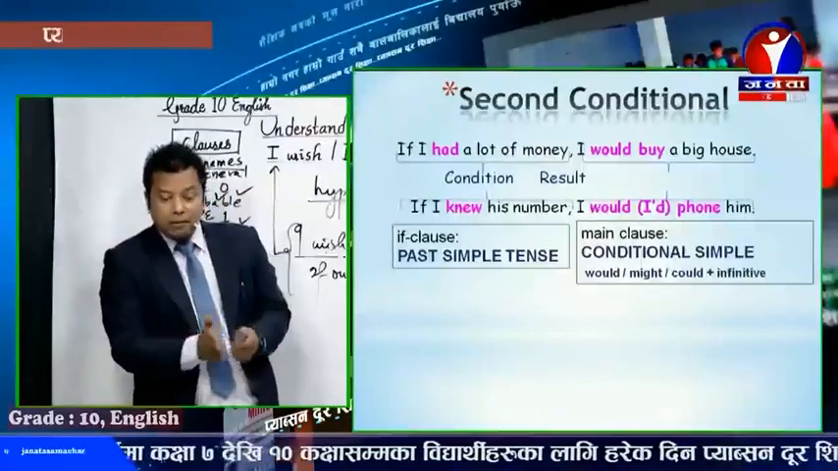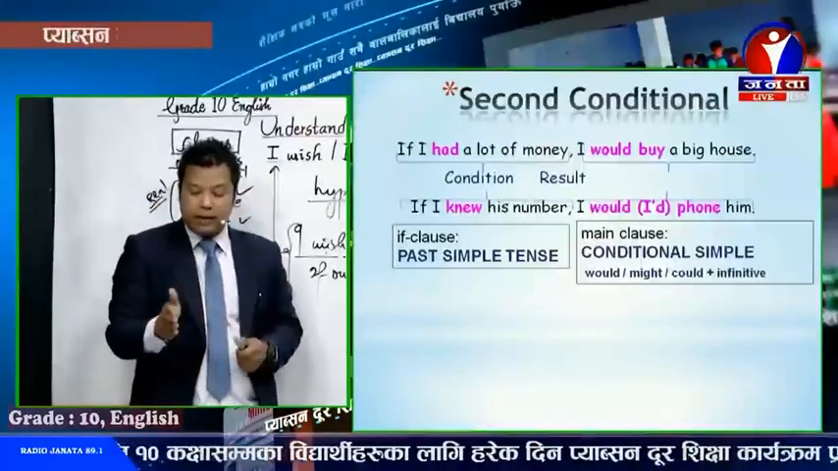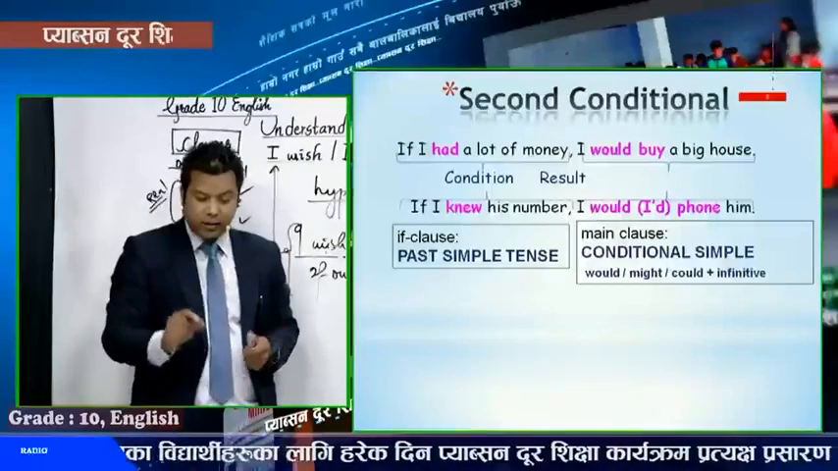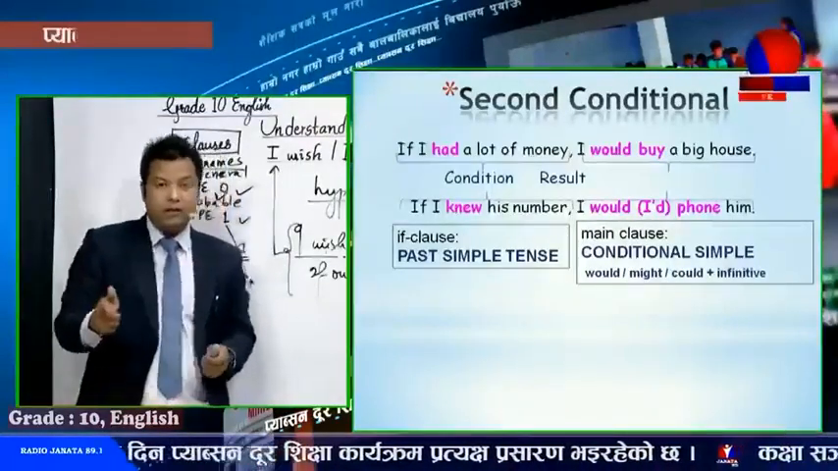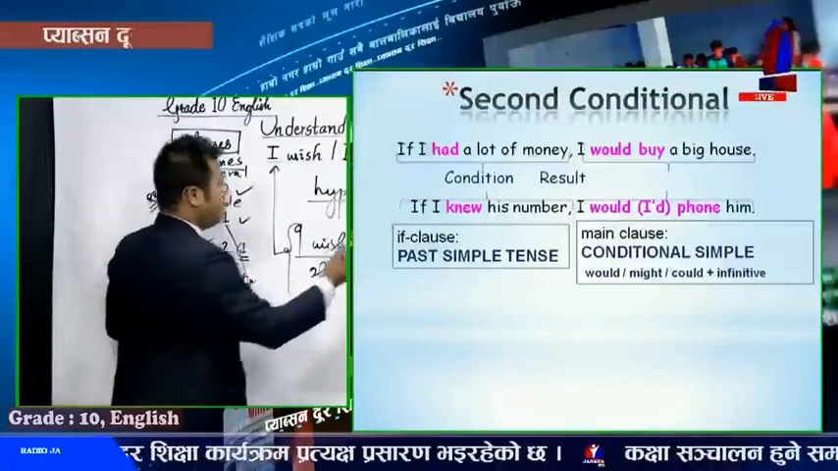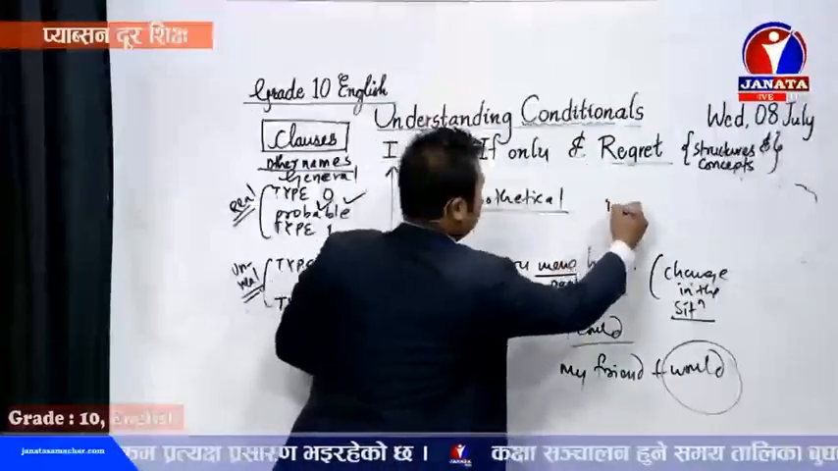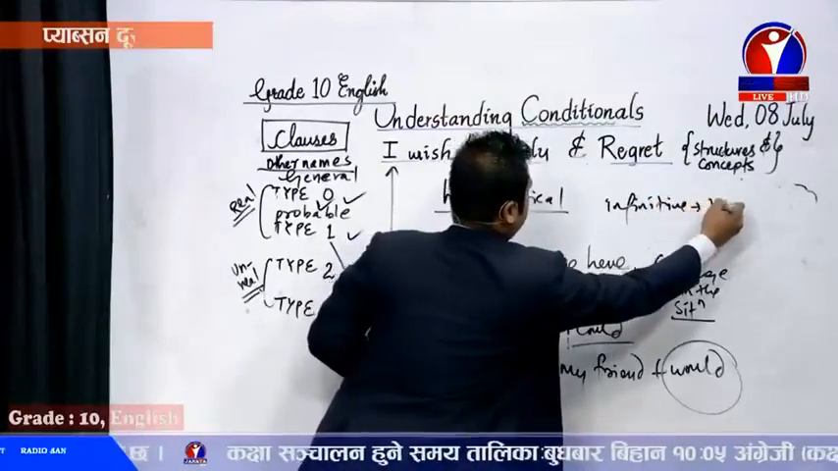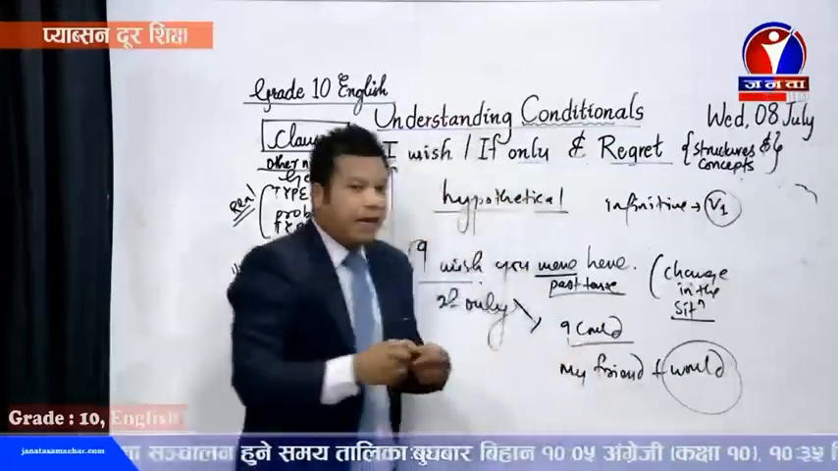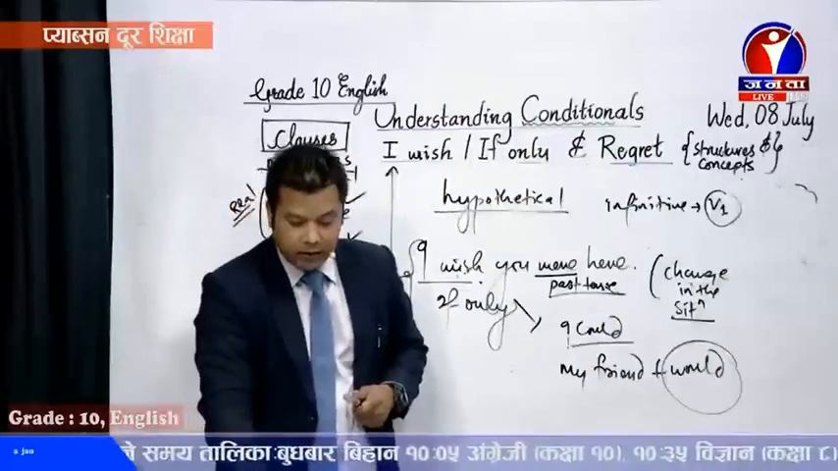If clause, past simple. Again, focus. If you're using second conditional with if, past tense. And in the main clause of conditionals, you have would or might or could plus infinitive. What is infinitive? In my previous classes also, I have taught you infinitive, in English is simply verb one without a finite subject. All right.